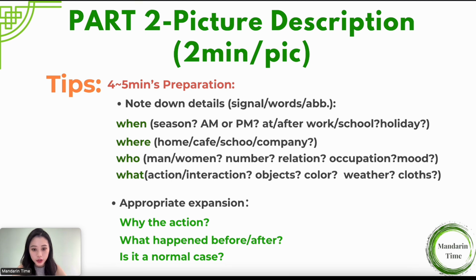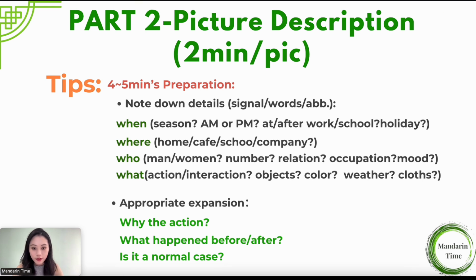Considering that our preparation time is limited, when taking notes, we can use signals, simple words, or abbreviations to save our time. For example, if you want to write apple, we can just draw an apple. But remember, make sure that you recognize what they refer to when looking back. After noting down the 4 W's, we can do some appropriate expansion, such as why the people do that, what happened before or after, and is it a normal case?